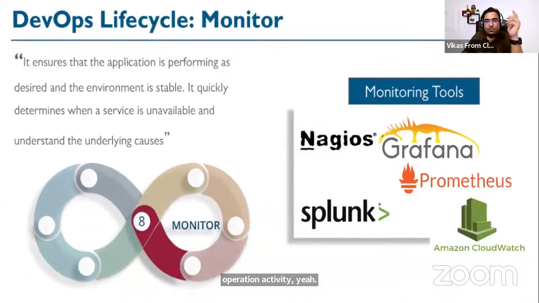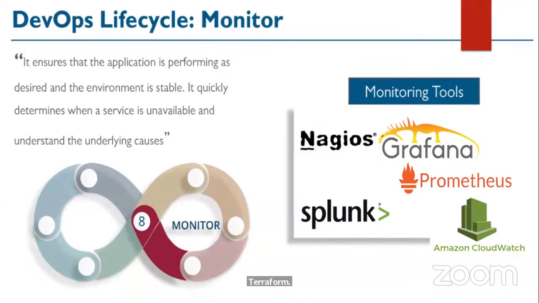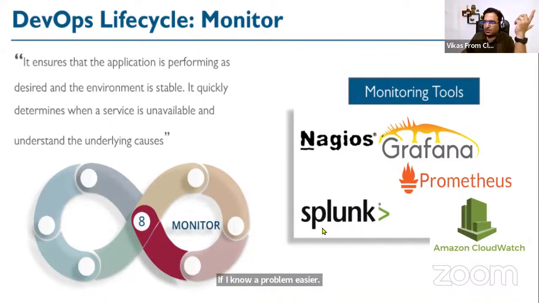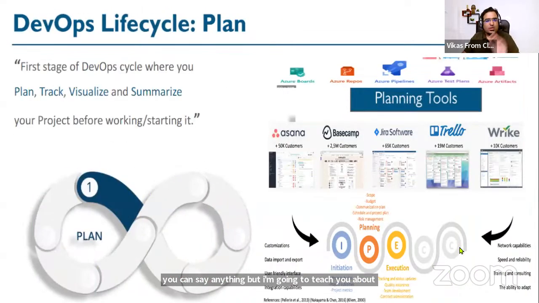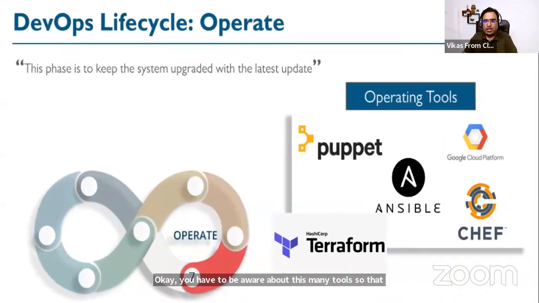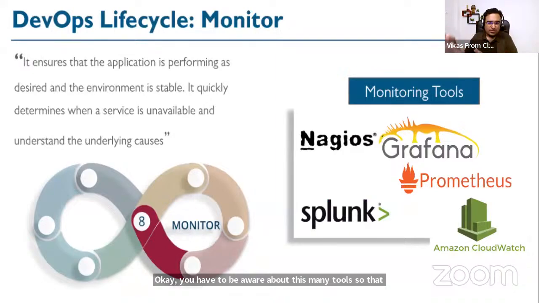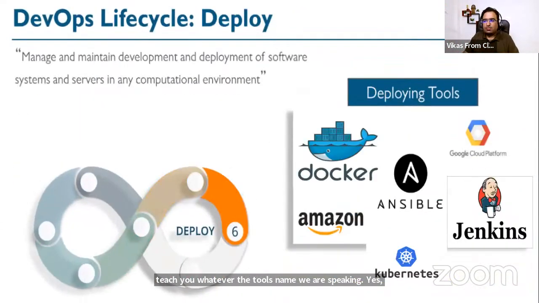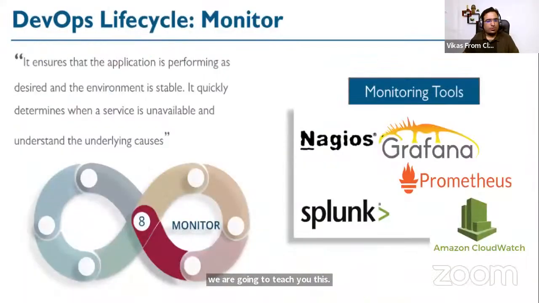Good. Which tool for monitoring purposes are you using in your company? Grafana, Prometheus, Nagios, Splunk, Dynatrace, you can say anything. But I'm going to teach you Prometheus, Grafana, Splunk, and CloudWatch. So guys, you have to be aware of this many tools so that you can write them in your resume. I'm going to teach you whatever tools we are speaking about. Okay, this is what I would like to explain to you at a high level for DevOps.